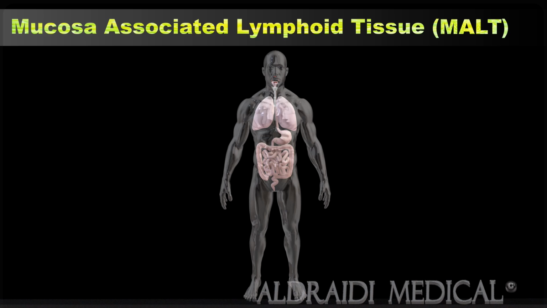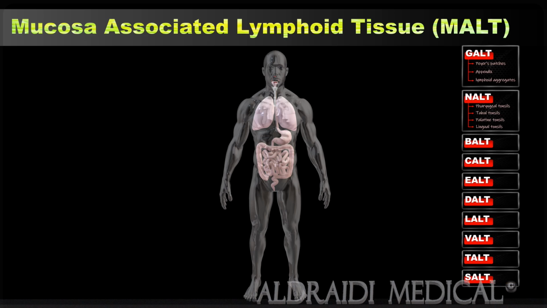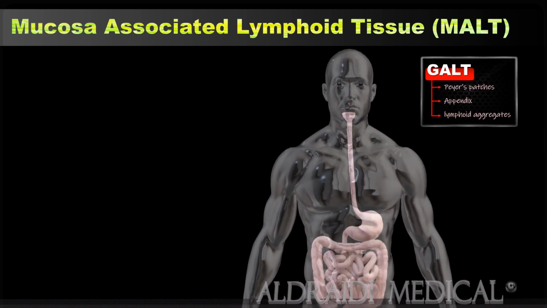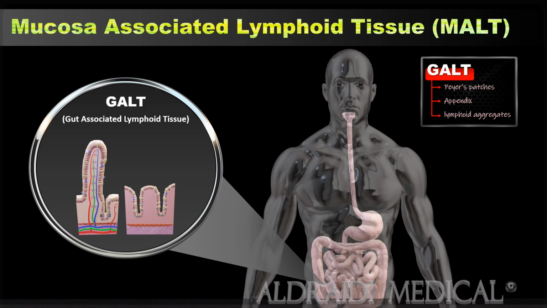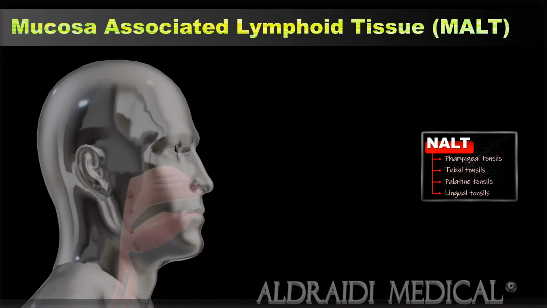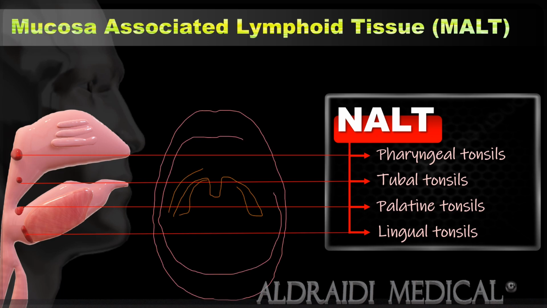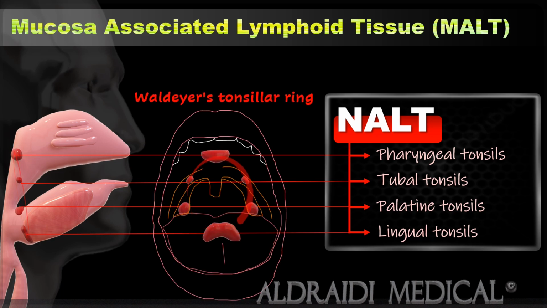The mucosa-associated lymphoid tissue is all over the mucosal surfaces of your body and is subdivided into many components according to its location. For example, the lymphoid tissue in the gut is called the gut-associated lymphoid tissue, and it includes the Peyer's patches, the appendix, and some other diffusely scattered lymphoid aggregates and lymphoid cells throughout the gastrointestinal tract. Another example is the nose or nasopharynx-associated lymphoid tissue, which consists of our tonsils that form together a lymphatic ring called the Waldeyer's tonsillar ring.